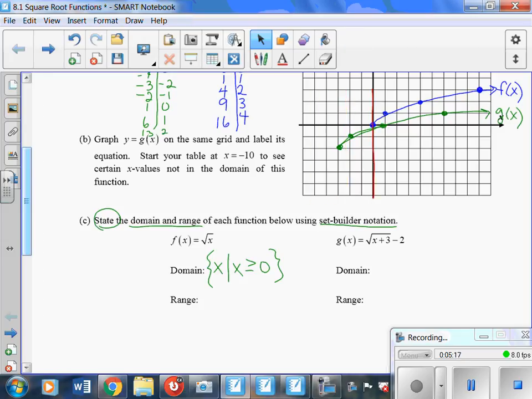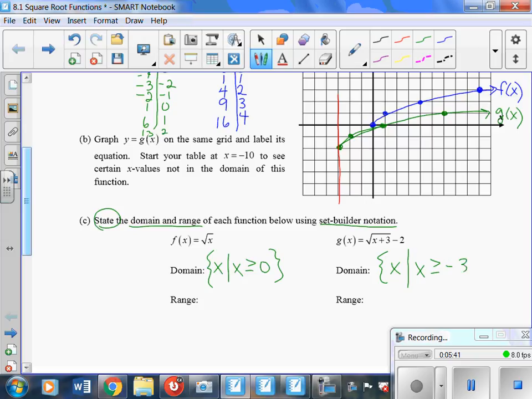So this one started at 0. This one's going to start over here at -3. And again, it's never going to have an upper bound. It's going to keep going on forever and ever. So that g of x, I'm going to rewrite that one now. Use the set brackets, x such that x is greater than or equal to -3.